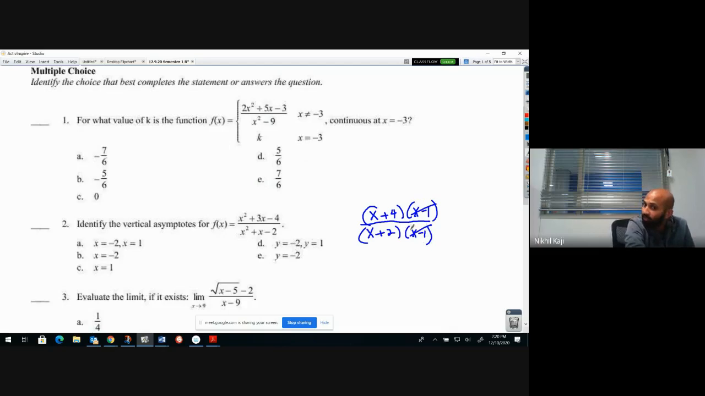When something cancels out, that's not a vertical asymptote anymore. That is a hole. So we can't include 1. When x equals 1 is not an answer, but they have it there to mess with you. So the only place that we have a vertical asymptote is when x equals -2.